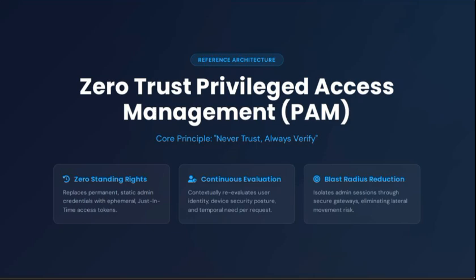Zero Trust completely redefines this paradigm around one uncompromising core principle: never trust, always verify. Under a Zero Trust PAM framework, we operate on the fundamental assumption that the network is already compromised. Identity is never assumed, device health is never taken for granted, and privileges are never static. On this slide, you see the three core foundation stones driving this operational design.